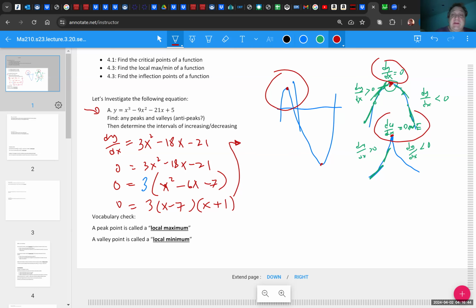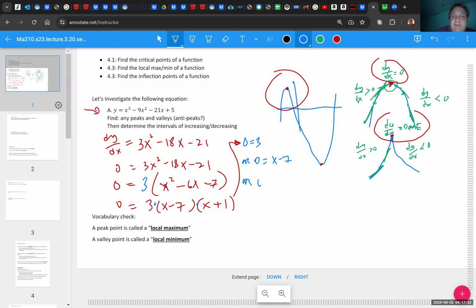I'm not going to go through all that detail because I want to stick to the main focus, analyzing these functions. So if we set things equal to 0, we have three things being multiplied: 3 times x minus 7 times x plus 1. When we have a bunch of things multiplied equaling 0, one of them has to be 0. So either 0 is equal to 3, which ain't going to happen, or we have x minus 7. 0 is equal to x minus 7. I can put the 0 in either way, but I'm going to try to keep it lined up.